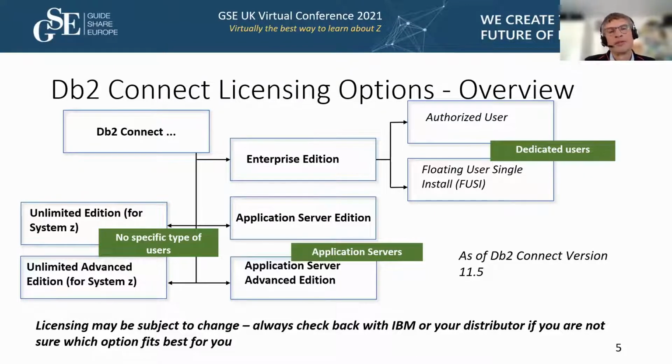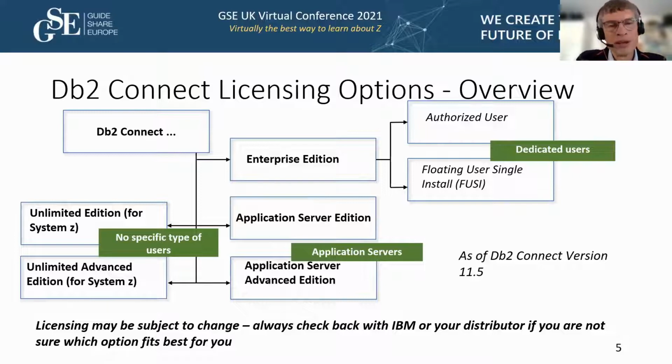The first one, and the simplest, is the Enterprise Edition. This is always for a medium size installation, because the Enterprise Edition maps to named users or a group of named users. It has 2 subcategories. One is the authorized user, as the name implies: you dedicate a license to a user or a workstation. The second one is a floating user install or FUSI. This one is for groups of users where a licensing server, to be more precise a DB2 Connect server, manages the licenses for the end users.